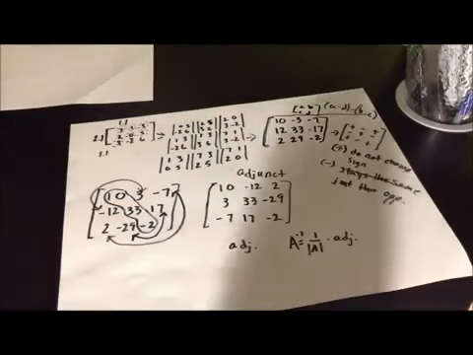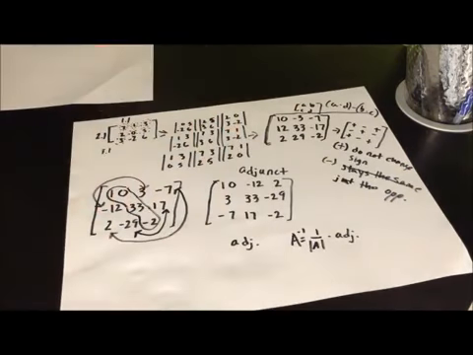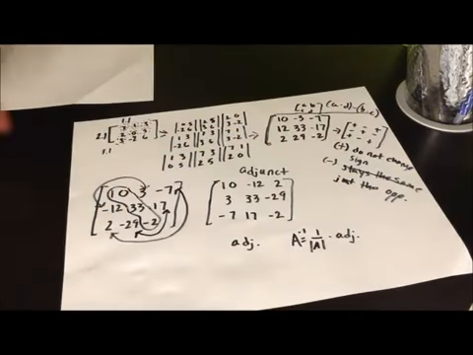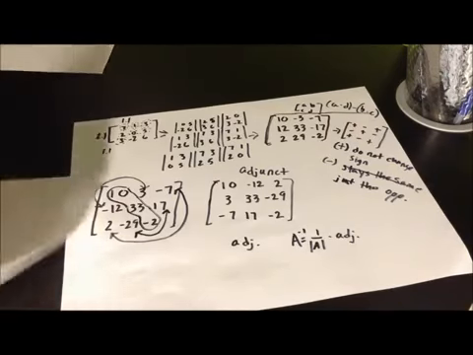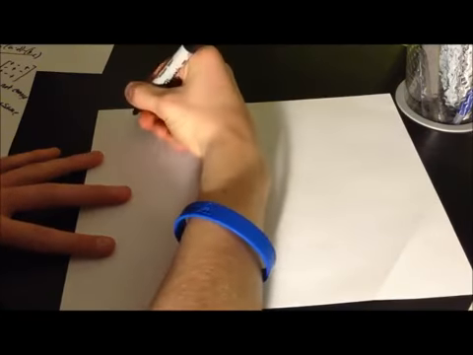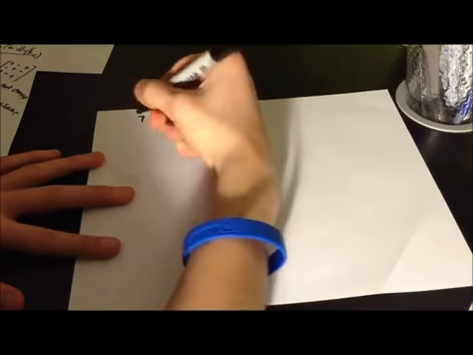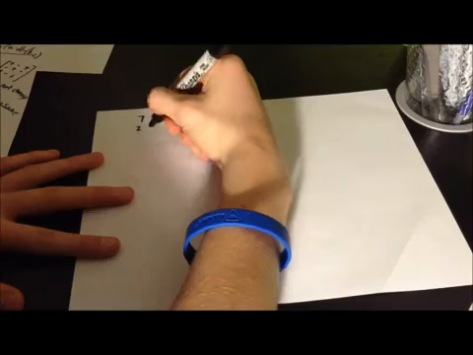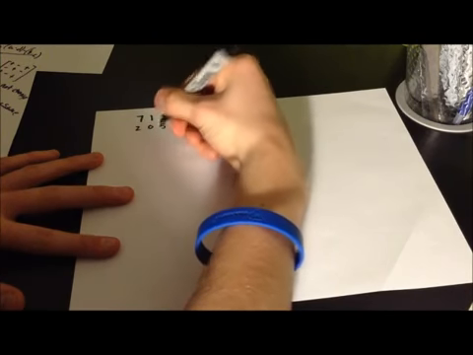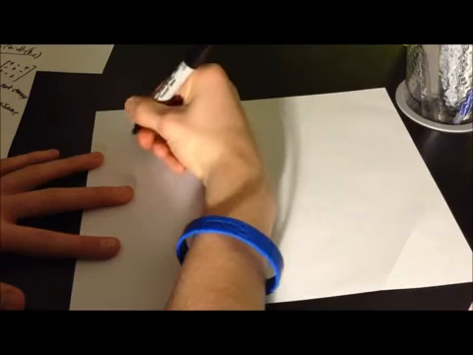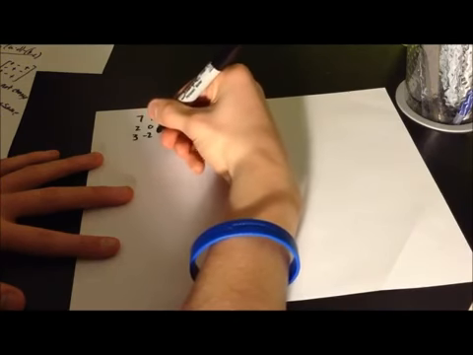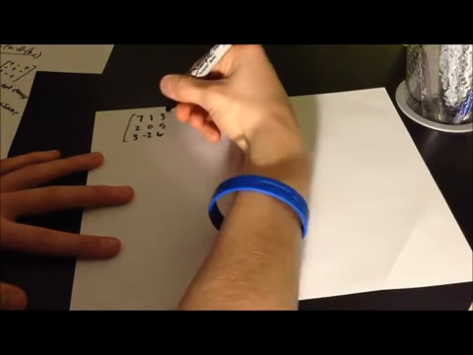So right now, once we have the adjunct matrix, which is right here, we need to find the determinant of the original matrix. So I'm just going to get a new piece of paper. And I'm going to say our original matrix was 7, 1, 3, 2, 0, 5, 3, -2, and 6. So this was our original matrix.